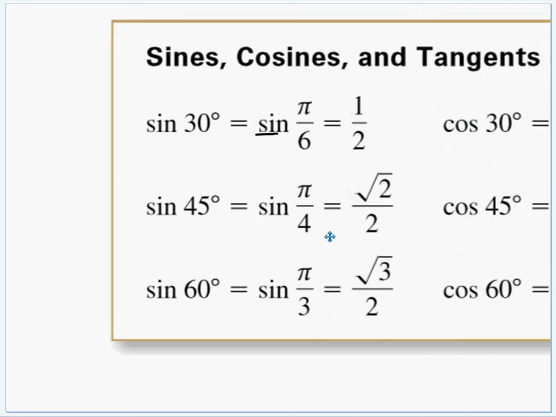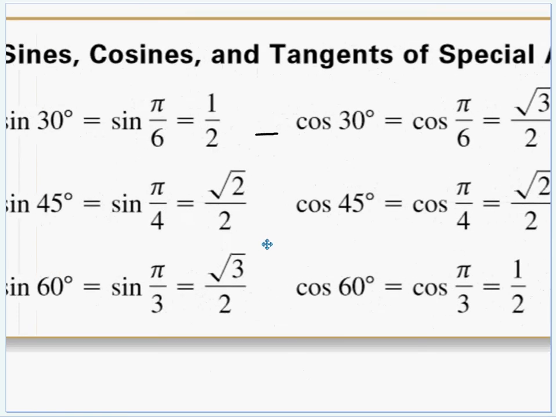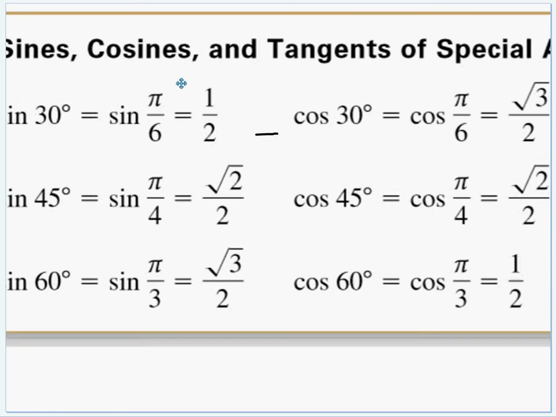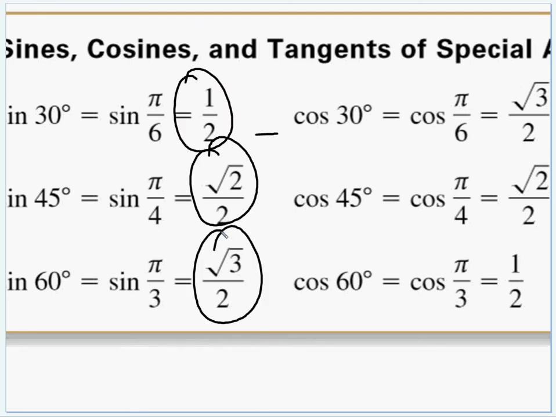And we can also see that cofunctions of complements are equal. Here we see the sine go down sort of in order: 1/2, root 2 over 2, root 3 over 2. Here it's reversed. 1/2 is at the bottom, and we work our way up to the root 3 over 2.